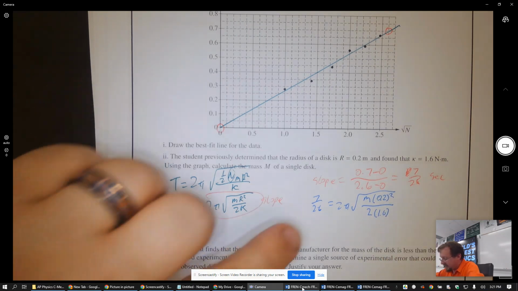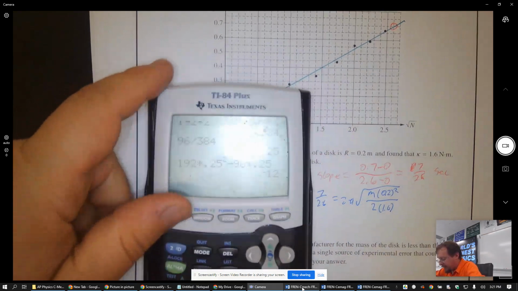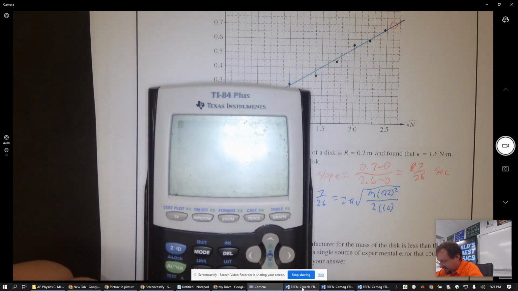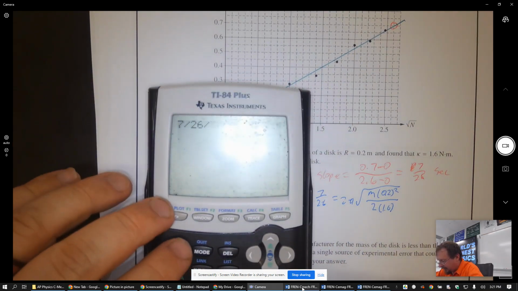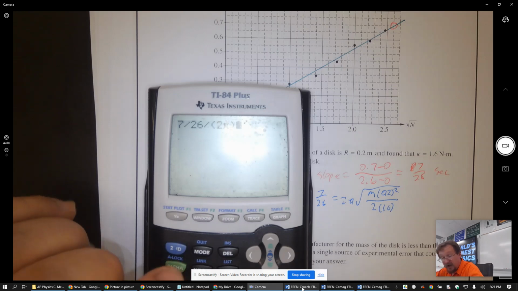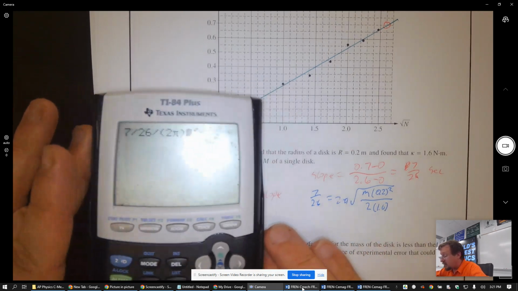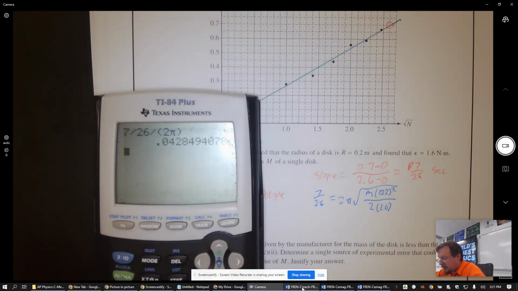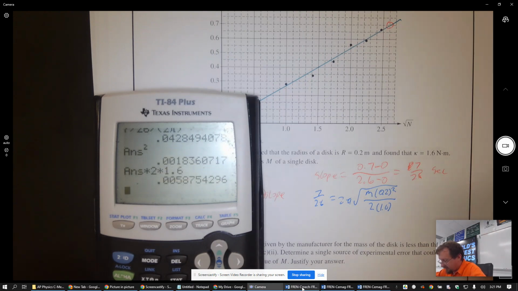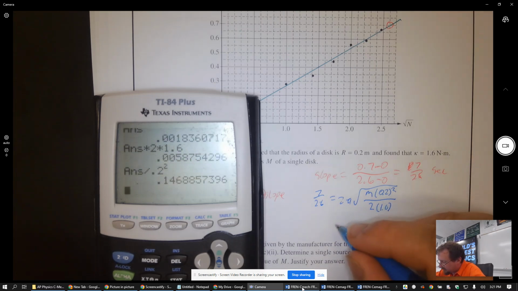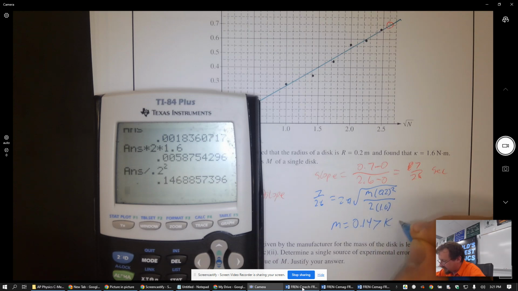So now I'm going to take 7 over 26 and divide by, in parentheses, 2 pi. Don't divide by 2 and pi separately, or else the calculator will divide by 2 and then multiply by pi. Let's square that, and then multiply by 2 and 1.6, and then divide by 0.2 squared. I say that the mass is going to be like 0.147 kilograms.